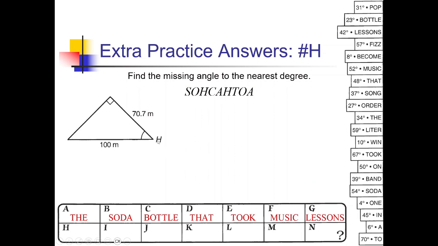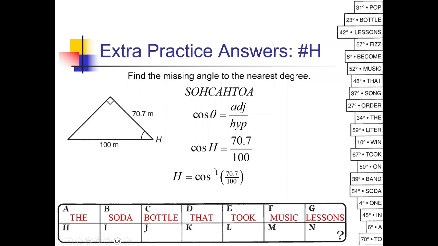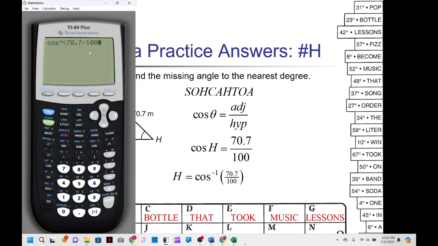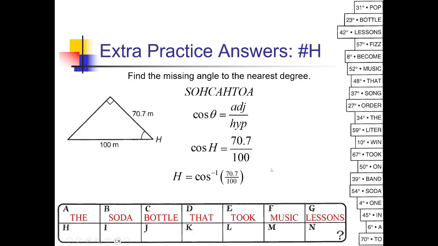For this problem, for H, we have the adjacent side, the non-hypotenuse touching side, also the hypotenuse. So this one's a cosine, adjacent over hypotenuse. We have cosine of H, adjacent side 70.7 over hypotenuse 100. So then cosine inverse of that stuff gives me my H. And plugging that in a calculator, we end up with 45 degrees. So right there, 45. That's going to be the word in. That's going in spot H.